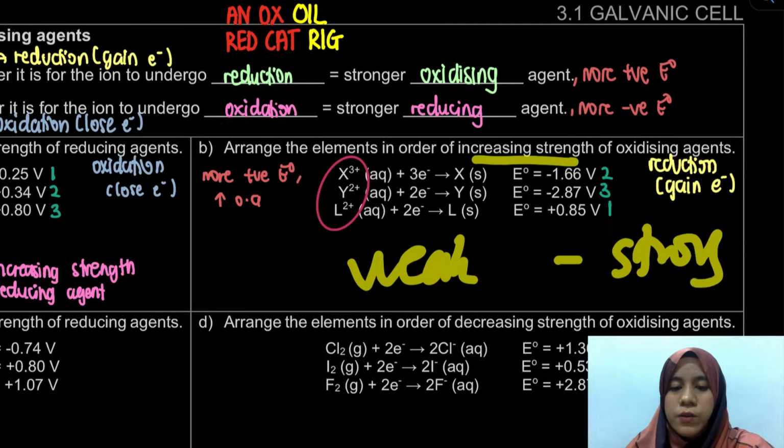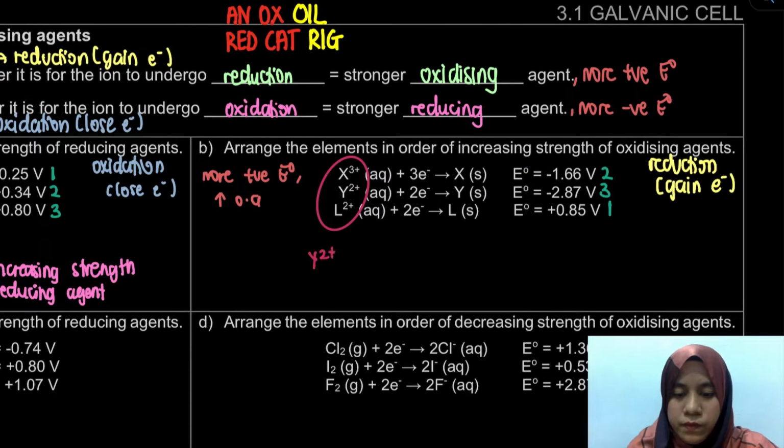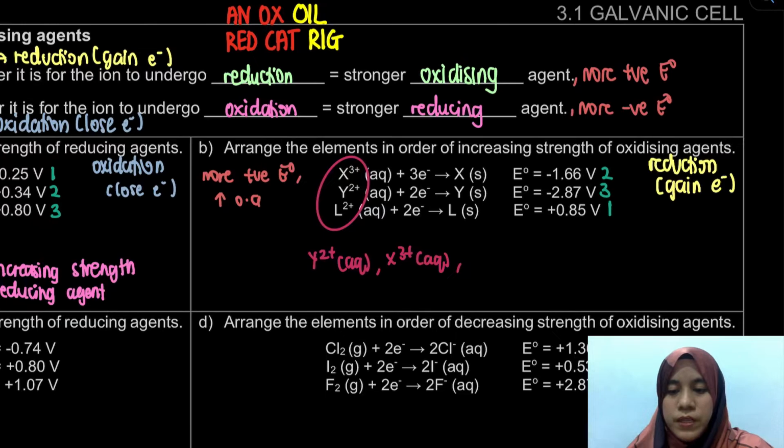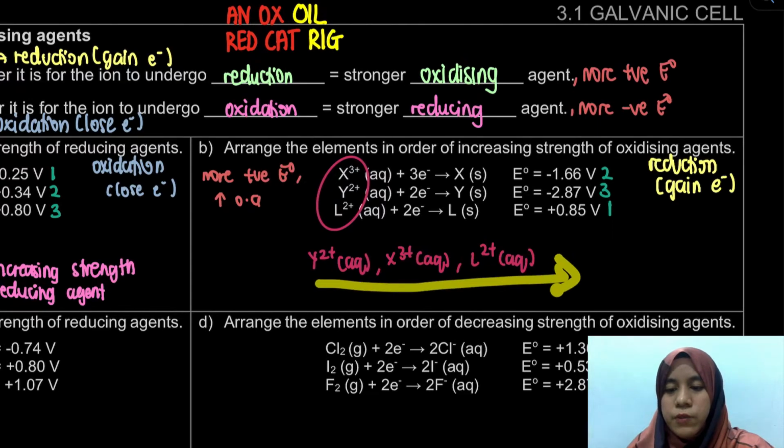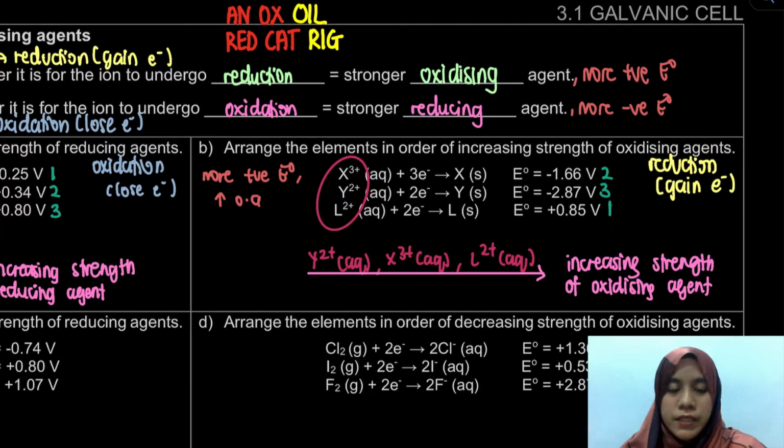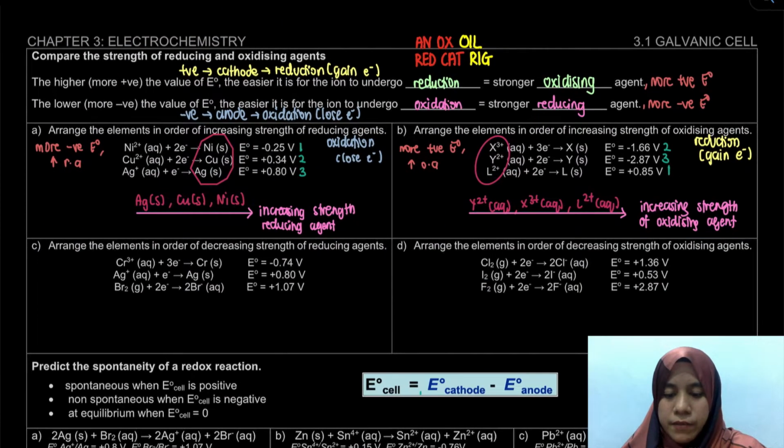So we're going to start with Y2+, the next one is X3+, and the strongest one is L2+. It's fine if you just leave it like that, or you could also add the arrow as I have written previously. Just write an arrow, and then write increasing strength of oxidizing agent. So that is example A and B.